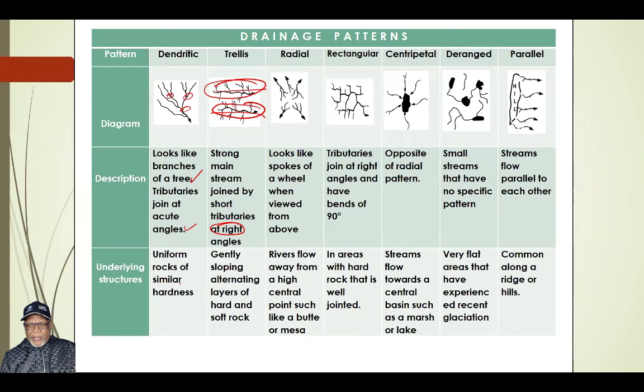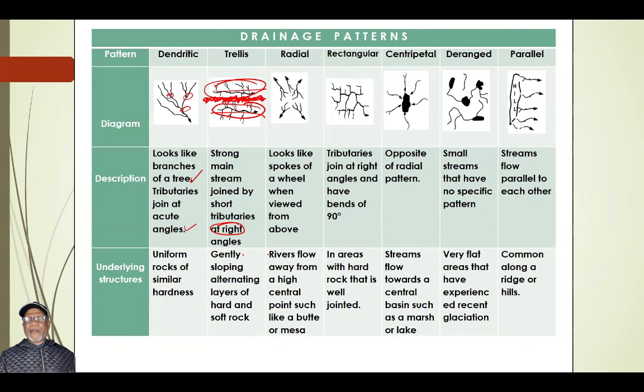And then where do you find the streams? You find the streams where there is alternating hard rock, gently sloping alternating layers of hard and soft rock. So here we have soft rock, that's why we have the streams, and here the surface is very strong or very hard and resistant, so there are no streams here. So it's found where alternating soft rocks and hard rocks are found.